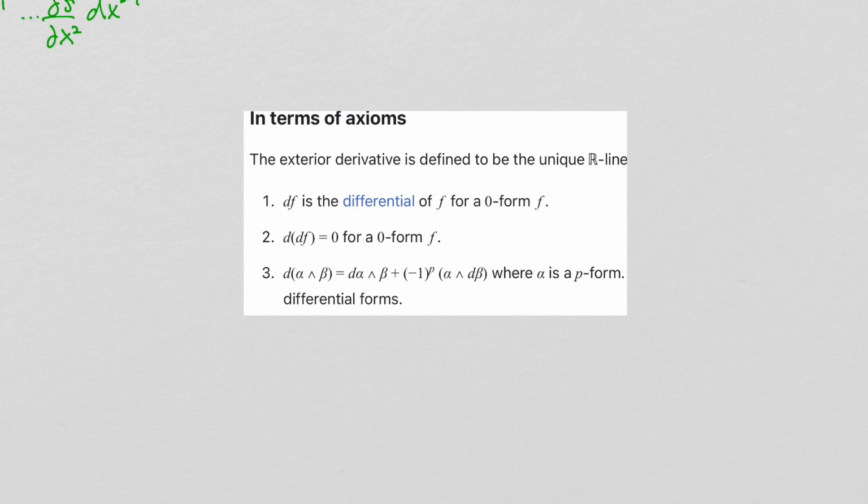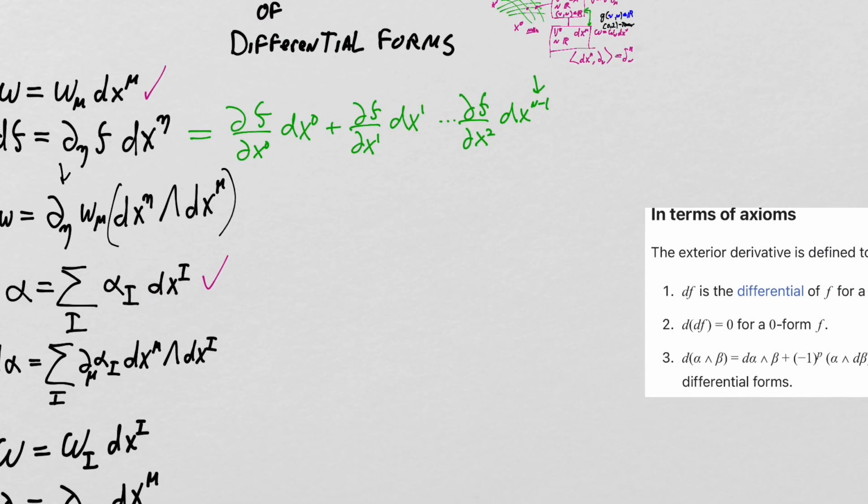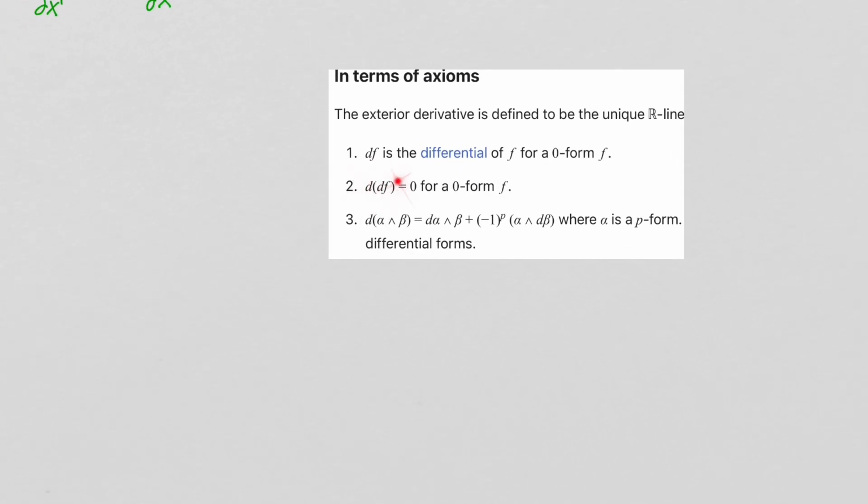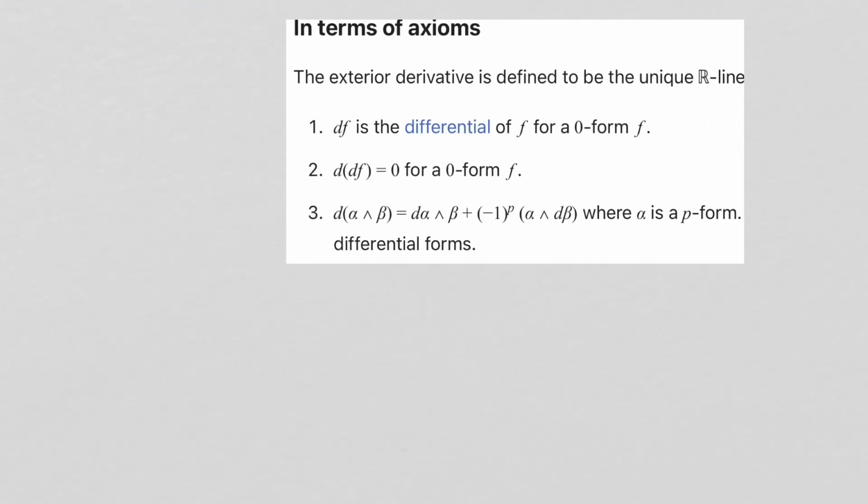in the section on exterior derivatives, and I pull down the axioms of exterior derivatives, right? This is how we define exterior derivatives. And df is the differential f for a zero form. We've already gone through that. This here is what they mean by the differential f. And the exterior derivative of something that is already the exterior derivative of a function is actually equal to 0.